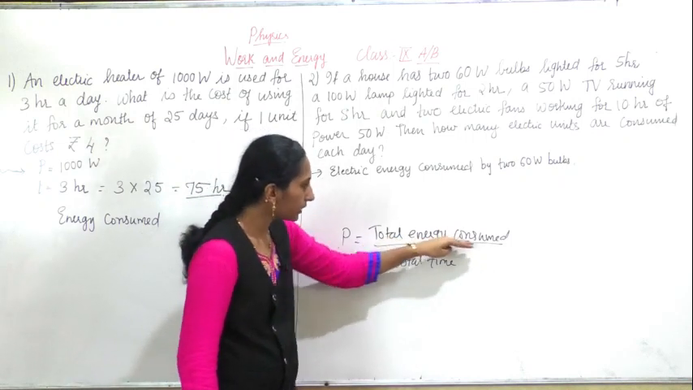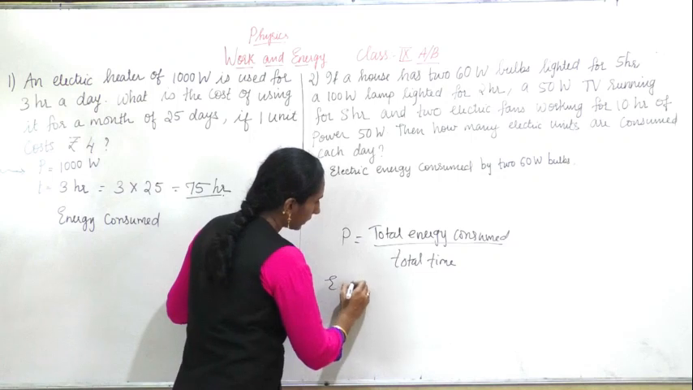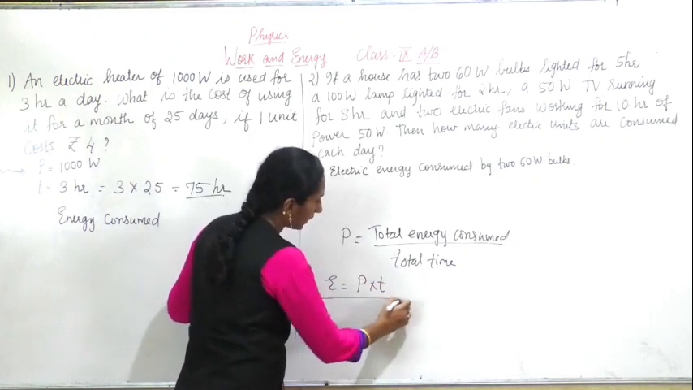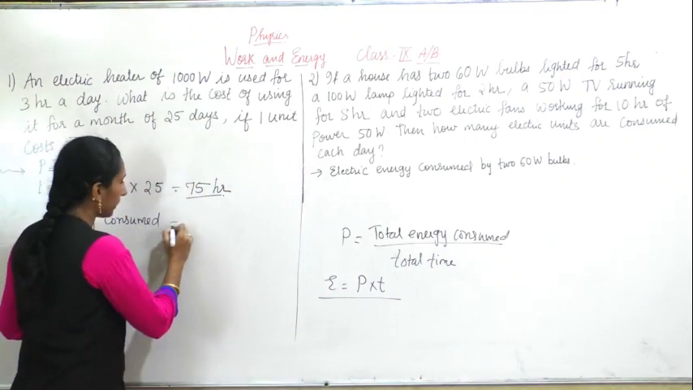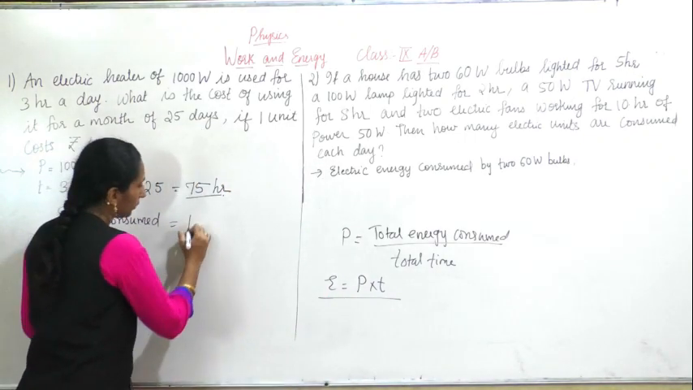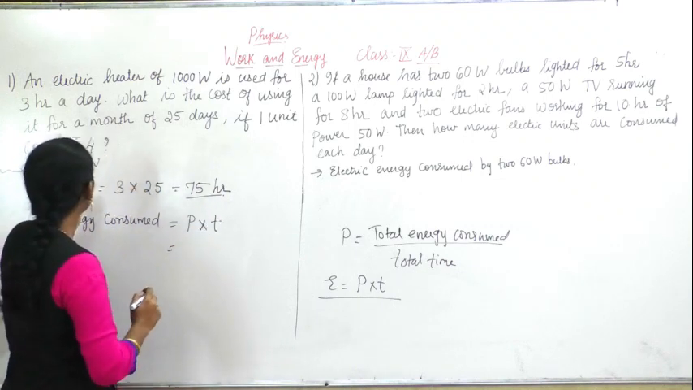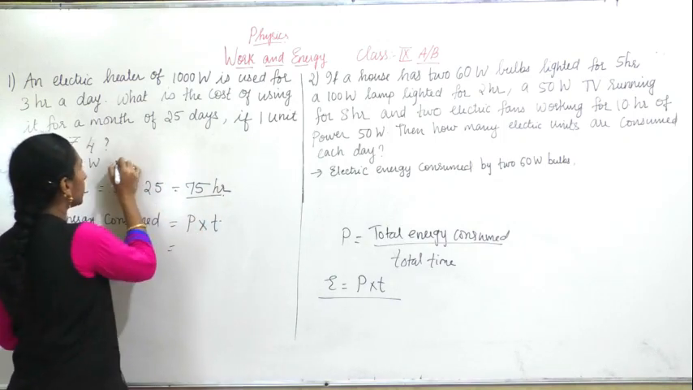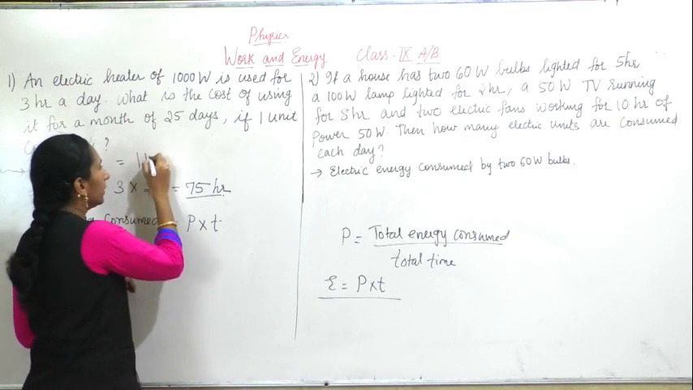So you have to find the total energy consumed, this term will come to this side. Total energy equal to P, power, into total time T. So total energy consumed is the power into time taken. Energy consumed equal to power into time T. Here the power is 1000 watt. Now we will convert the 1000 watt into kilowatt. 1000 watt equal to 1 kilowatt.